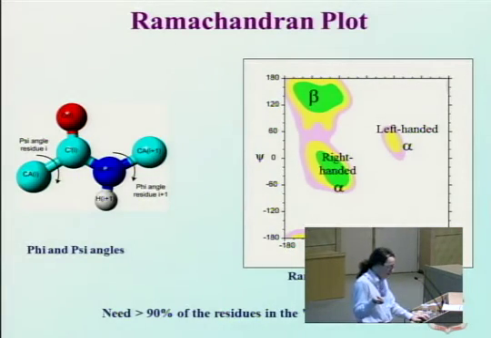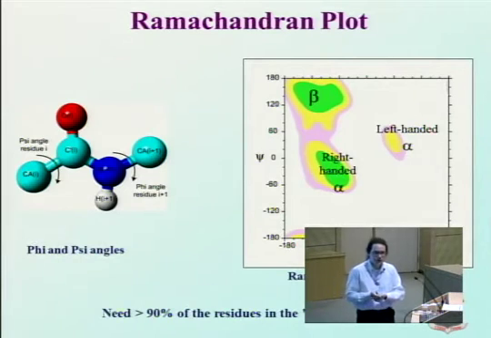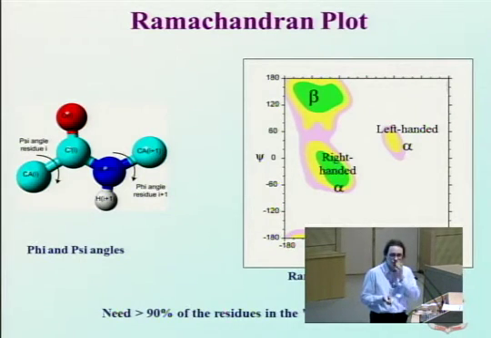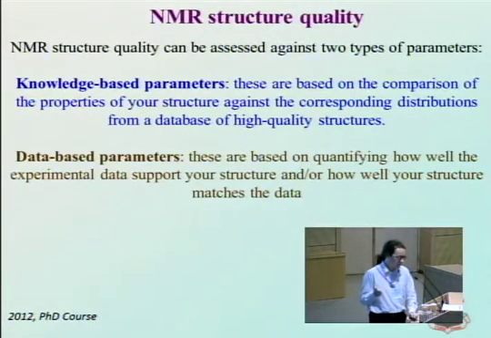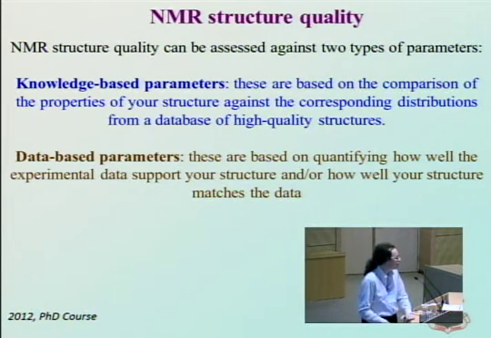Let me go slightly more in detail about the various parameters that we use for validation. You have two grand categories. What we call knowledge-based are parameters such as those that I mentioned several times already, that are based on comparing your structure against what you see from high-quality structures. Of course, high-quality structure is an entirely arbitrary definition, but typically people take as a reference X-ray structures with resolution lower than 1.5, or 1.2. That is arbitrary again.